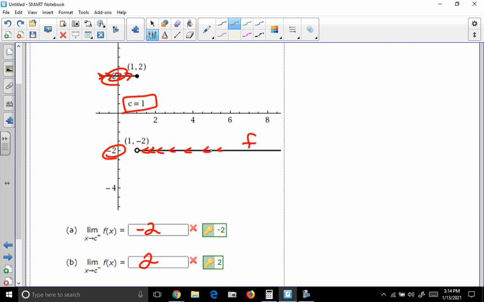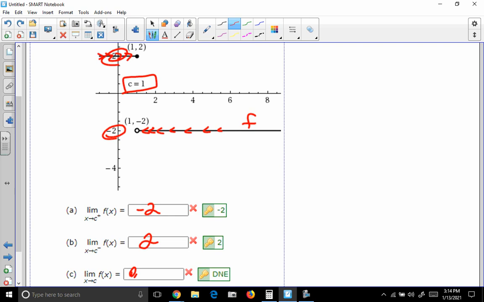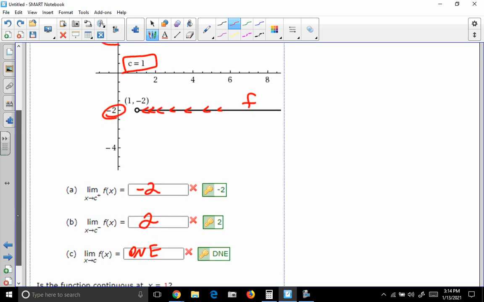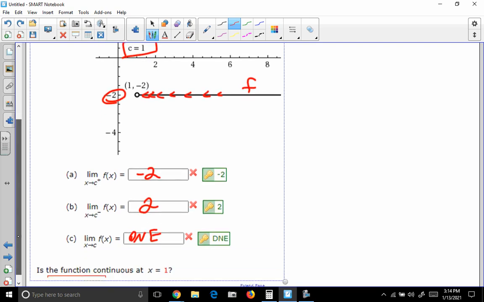So down here, it looks like we're going to be at -2. Up here, it looks like we're going to be at +2. Since those are not approaching the same value from both sides, then that limit does not exist. We know where it's going towards, but the actual limit does not exist. And since the limit does not exist, since we're not going to the same place from both sides, it is not continuous.